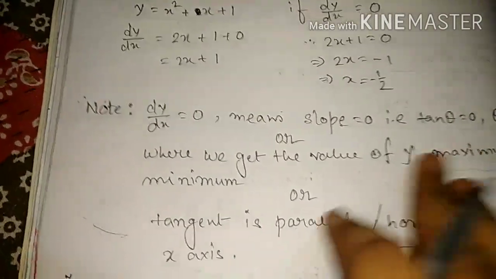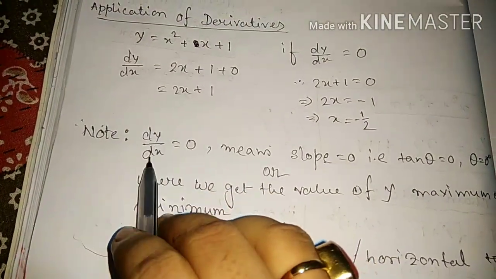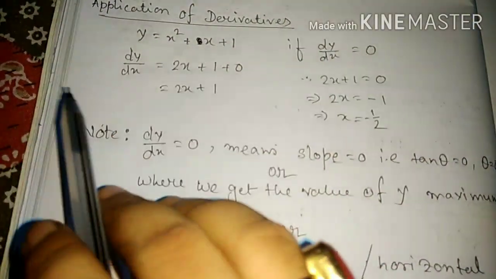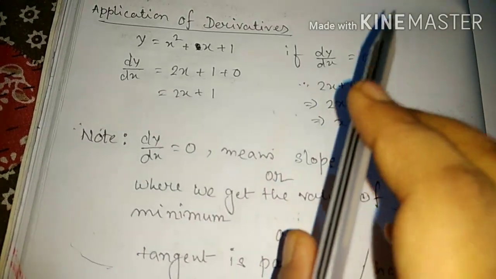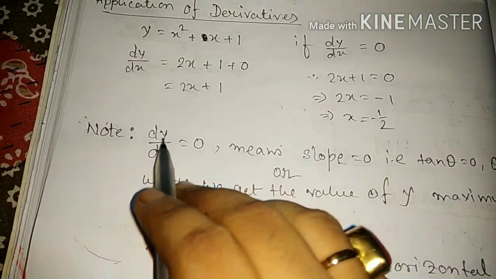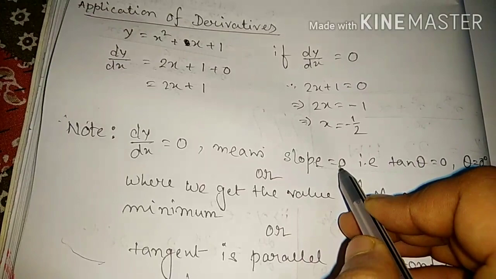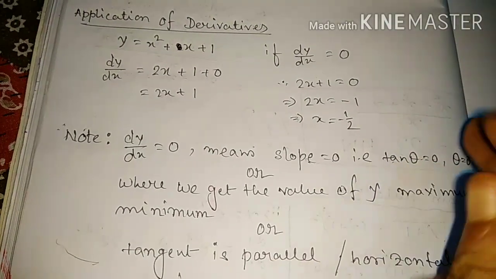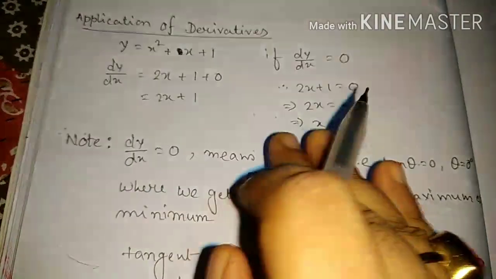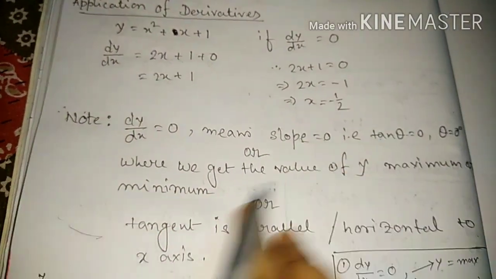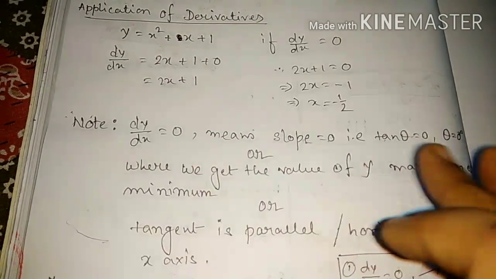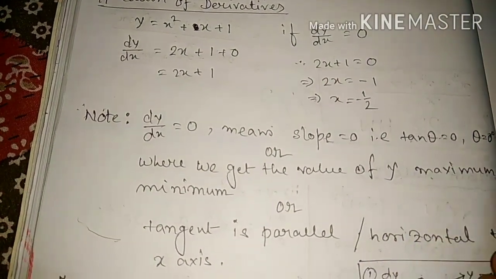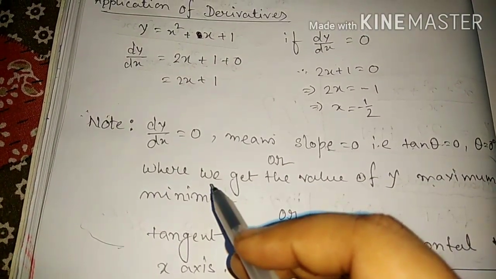Okay, so first keep this in your mind: dy by dx equals 0. We learned that slope equals tan theta equals dy by dx. So dy by dx equals 0 means slope is 0, which means tan theta equals 0, that means theta equals 0. So theta equals 0 means the tangent to the curve or graph is parallel, or horizontal, to the x-axis, and we get the maximum value or minimum value of y.